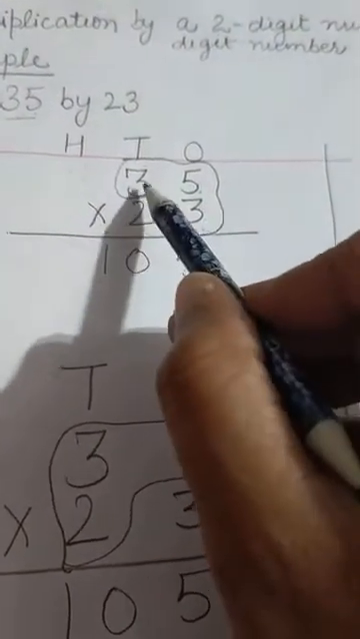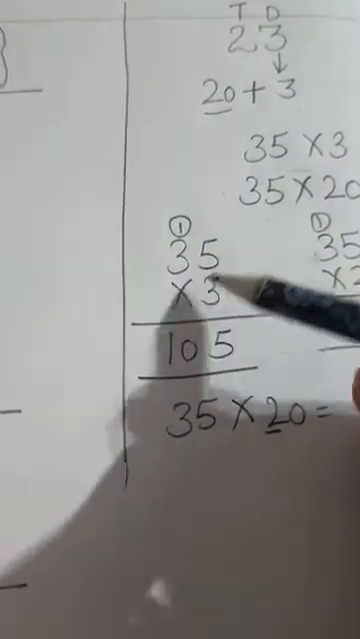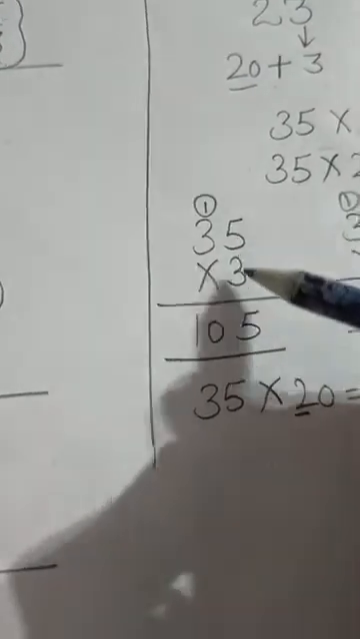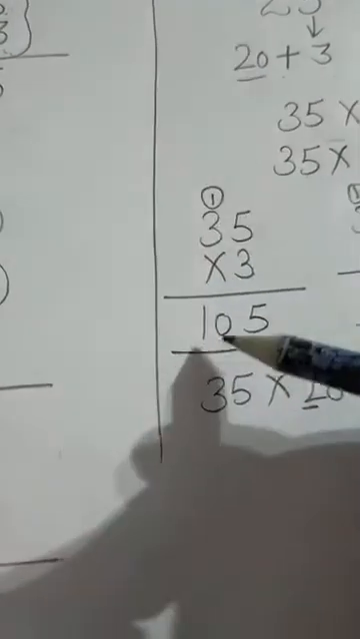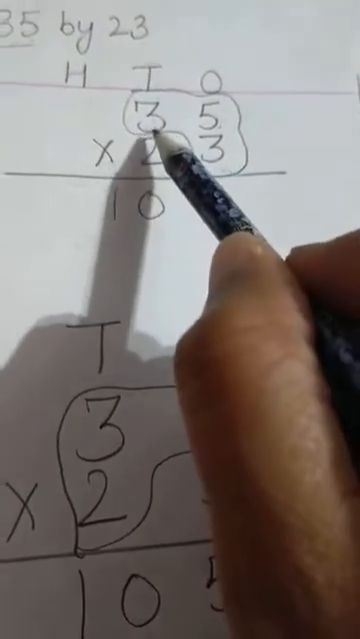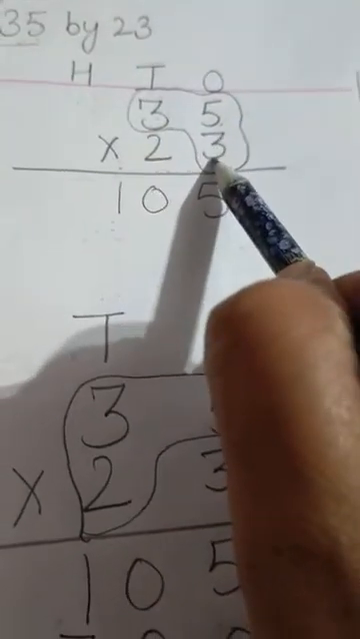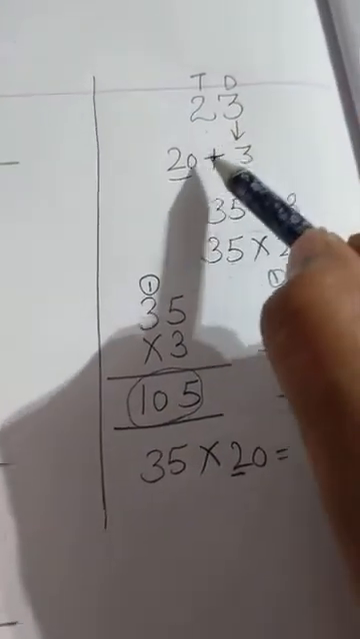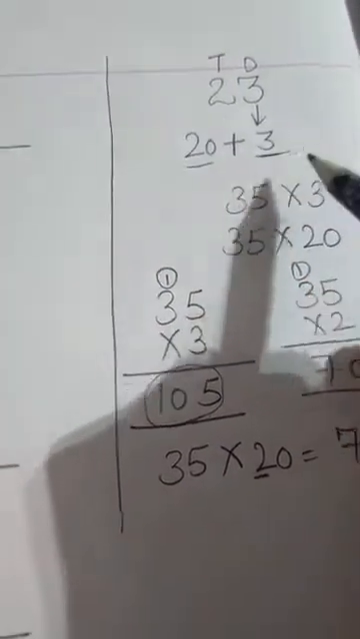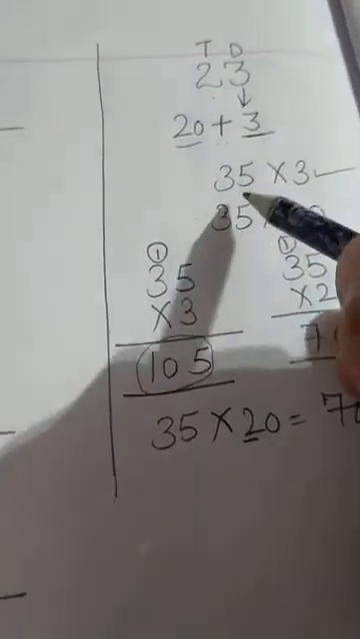In the first step, we will multiply 35 by 3. When you multiply 35 by 3, what will you get? 3 5s are 15, 1 carry, 3 3s are 9 and plus 1, it will be 10. We will get 105. So we will write here 105. Here we have multiplied 35 by 3. Now 23 was written in expanded form, and this we have done. Then what will be our second step?